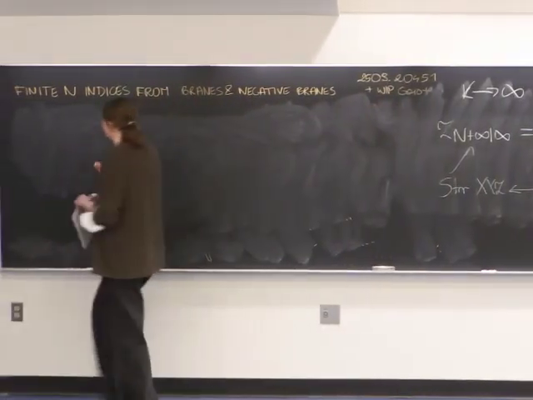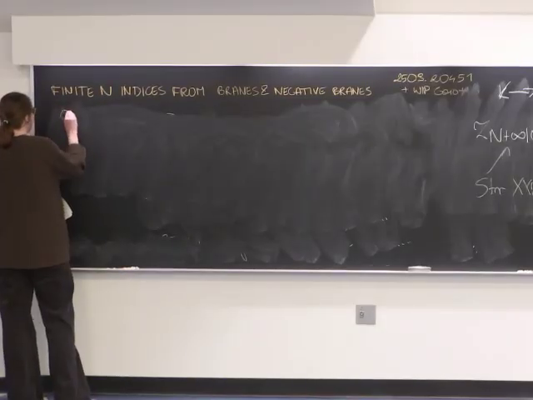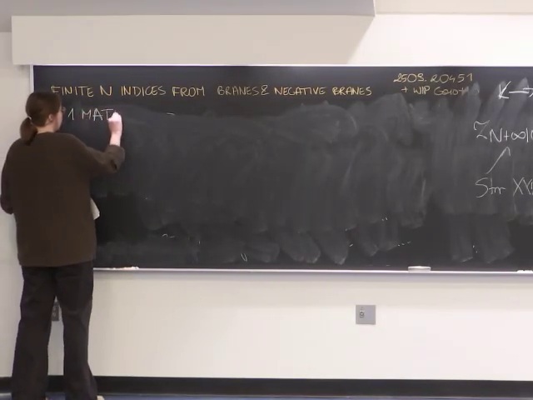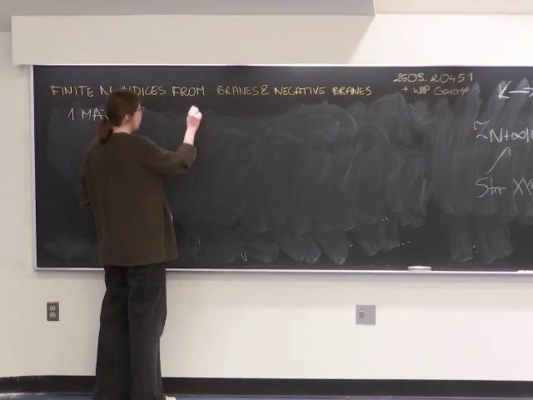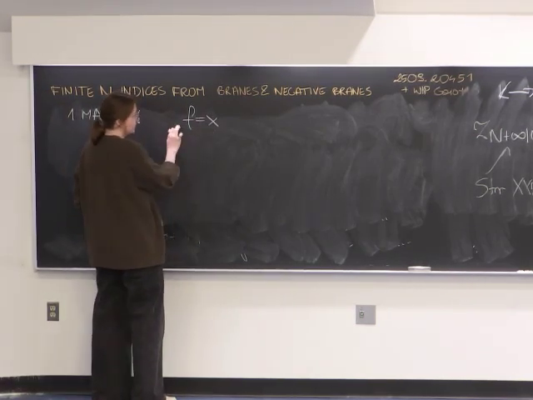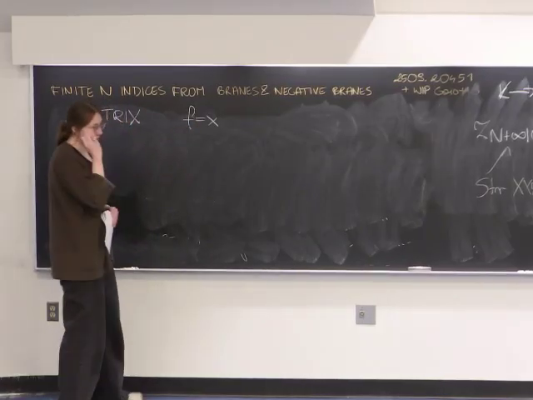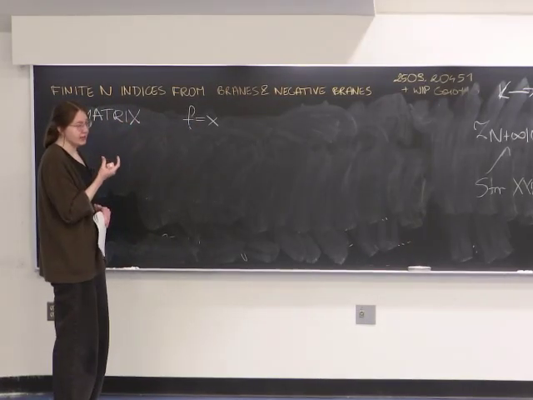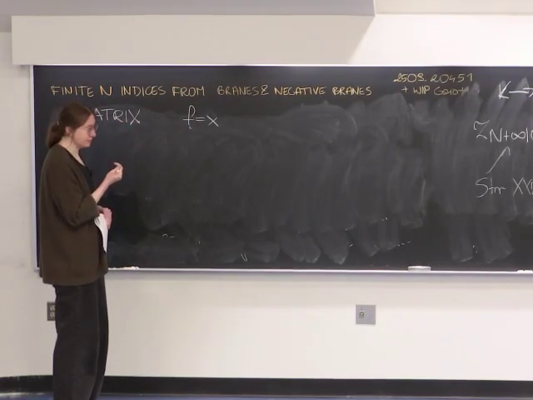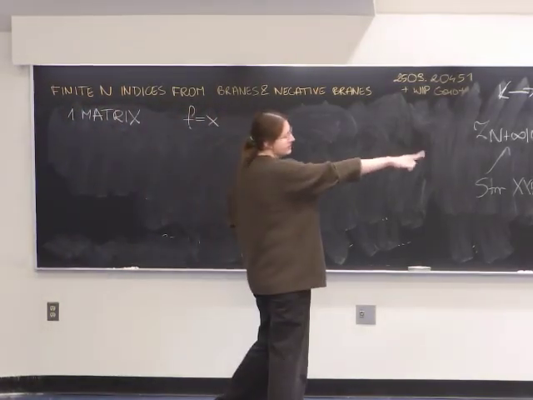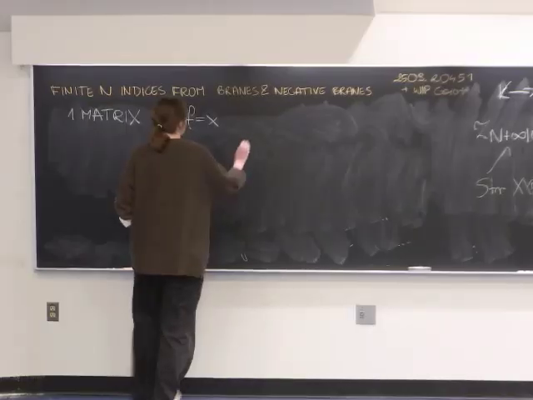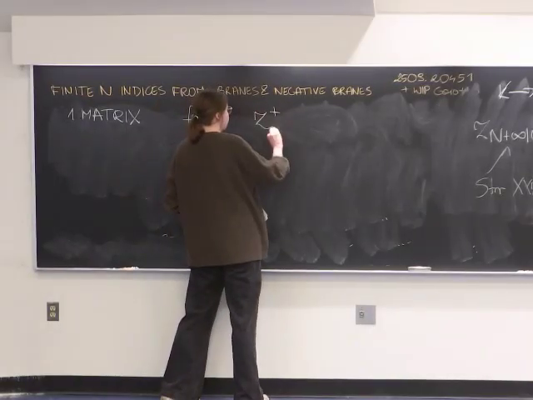Okay, so now let's do a one matrix example. Just like at the beginning, we take little f equals little x, and we just consider one U(N|M) matrix. So for this simple case, we can do these integrals, and this is the result.